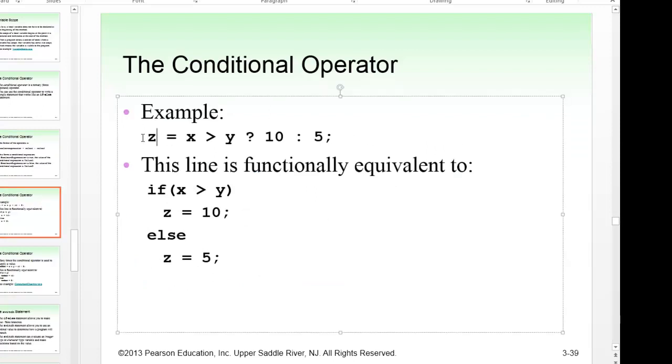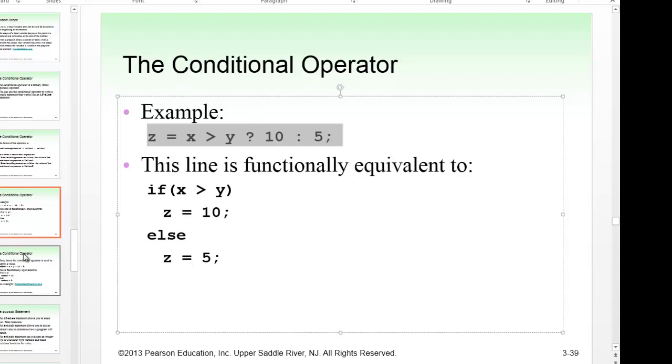We'll say that z is an integer, not a Boolean. We could say that z is equal to, now here's the condition, x greater than y. If that's true, then it'll store 10 in z. If it is false, it'll store 5 in z. So this line is functionally equivalent to this, okay? If x is greater than y, z equals 10, else z equals 5. So it's very writable if you understand how it works, but it's not very pretty.